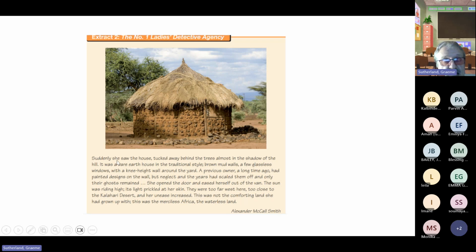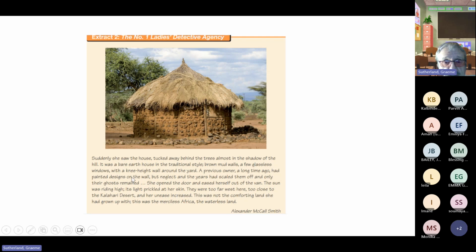Protagonist means just the character who's the central character. So the detective lady in this book, the Number One Ladies' Detective Agency, she has gone to this place. She's trying to solve a mystery, and she goes out to this particular location. It's all about what she's seeing and what she's feeling. So it goes through the eyes of one of the characters, and that immediately puts the reader inside the character who is experiencing everything.